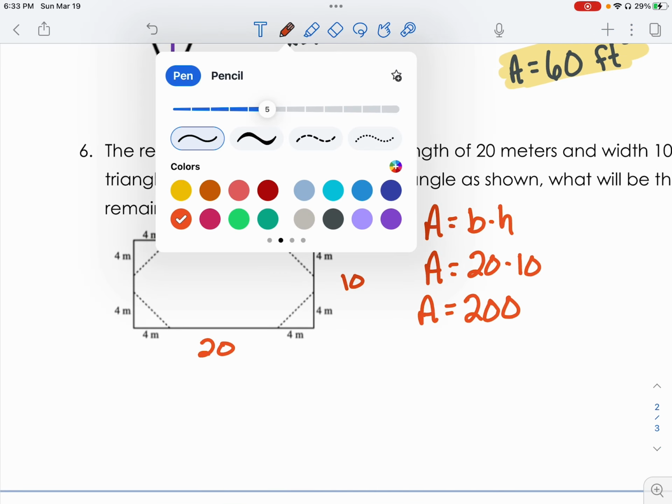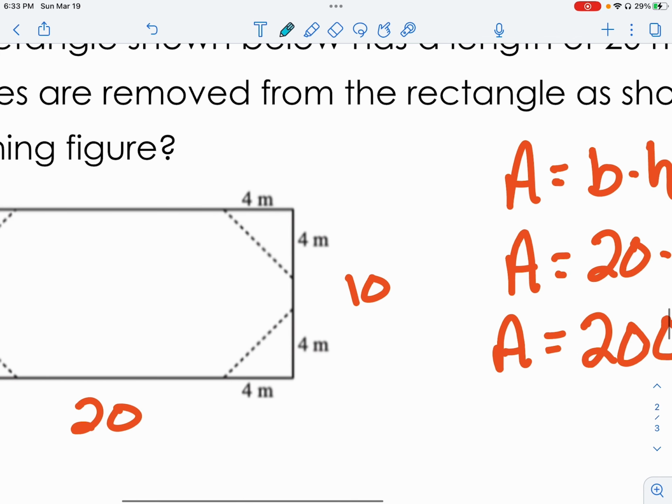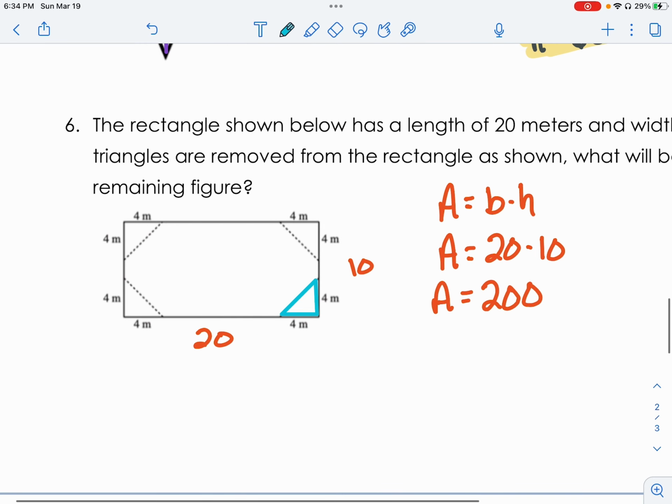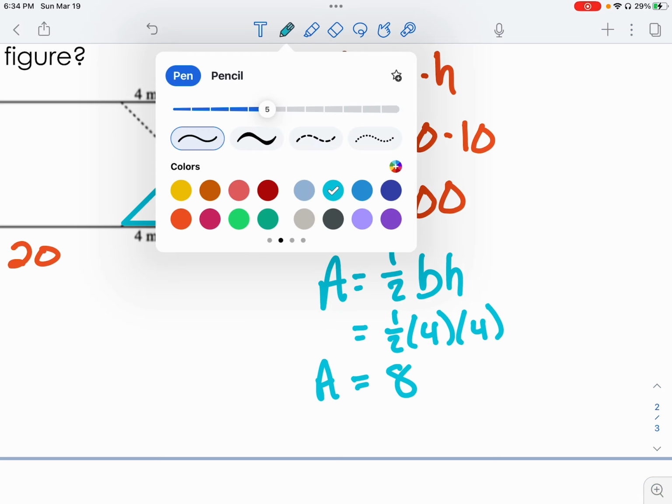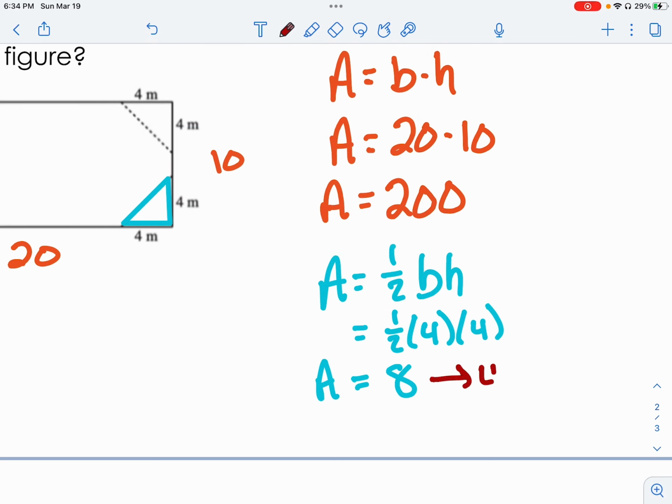Now, let me choose this beautiful blue color to find the area of these corner triangle slices. So again, all we have to do here is find one of them, and then we can multiply it by 4. So the area for a triangle is 1/2 base times height. Our base is 4. Our height is 4. So multiply that together. The area equals 8. Now that's just one of them, but we have to multiply this by 4 because we have 4 triangles.